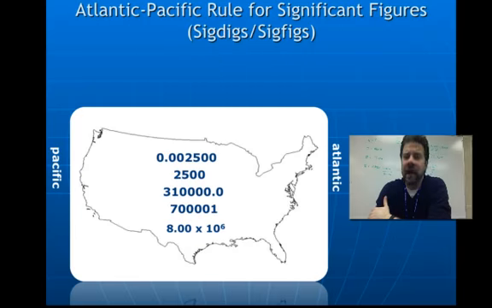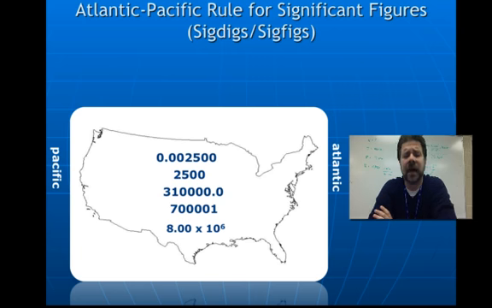Sometimes you'll be sitting in math or science class, doing out a problem, and you'll look down and say, how many digits am I supposed to report this answer to? Your calculator screen will have digits all the way from the left-hand side to the right-hand side, and you've got to figure out how many to write down on your paper. Well, the Atlantic Pacific rule for significant figures is going to provide the answer for that.